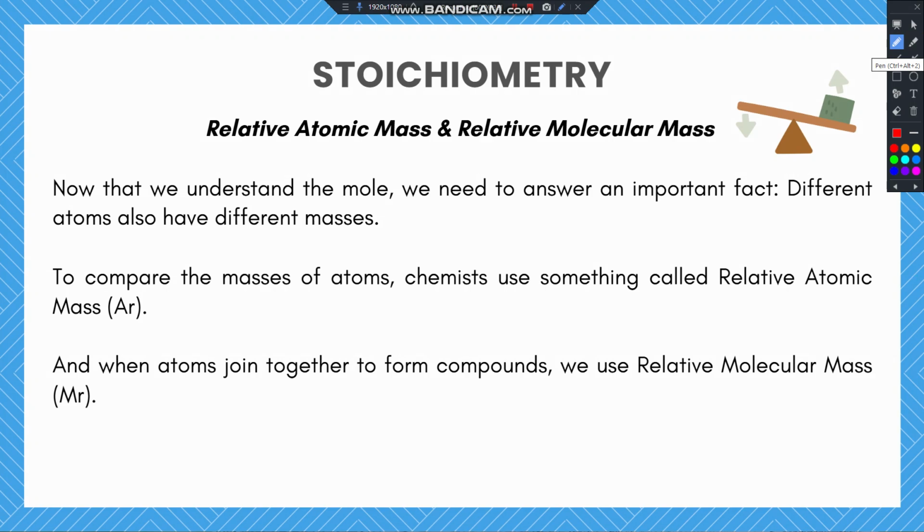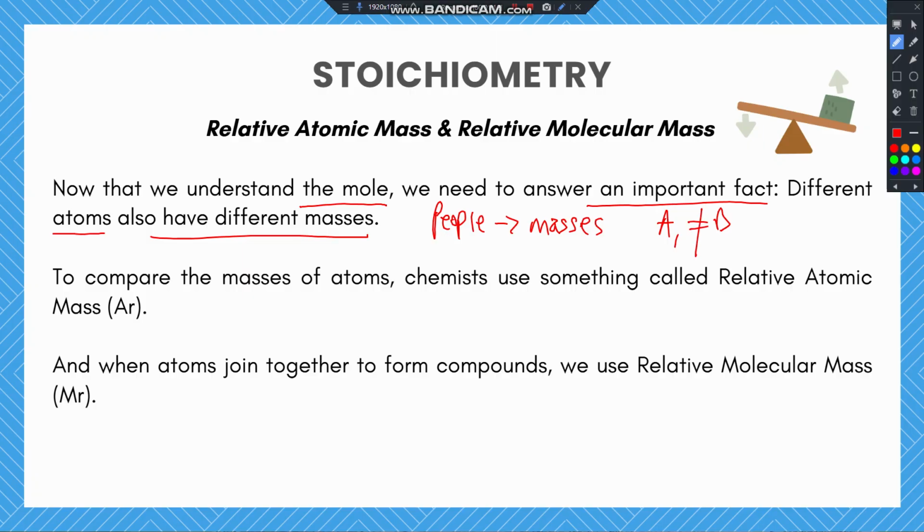The relative atomic mass and the relative molecular mass are both interesting concepts to understand. And now that we already understand what the mole is, we treated the mole in our previous video. If you haven't, go back and watch it. This is a series, so the video before this one was talking about the mole. So now that we understand the mole, we need to understand or answer an important fact. Different atoms have different masses, just like different people have different masses. You cannot expect person A to be the same mass as person B. It is not possible because they are different.